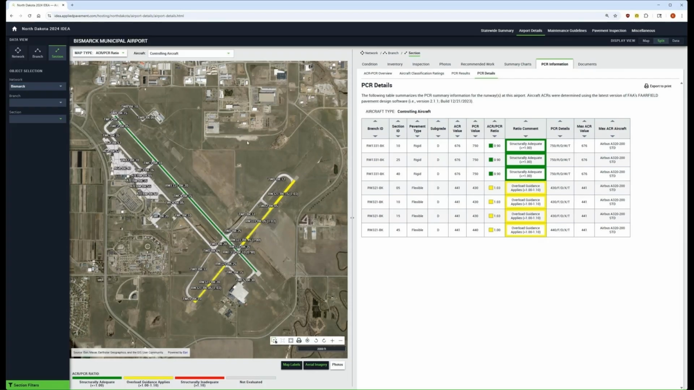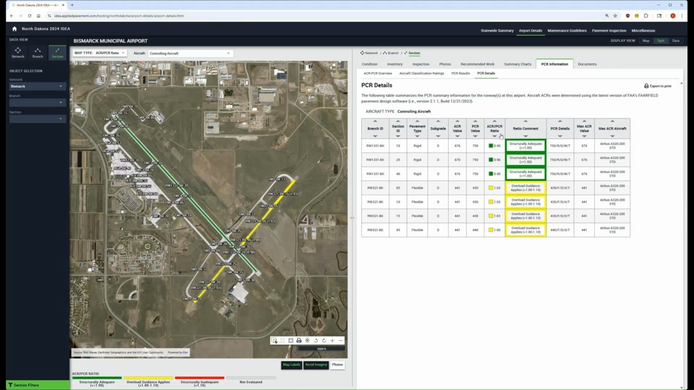We did perform PCR analyses of the runways at the commercial service airports that service larger than 12,500 pound aircraft, or were designed to service larger than 12,500 pound aircraft. At this airport, Bismarck, that means the 2 primary runways that were identified at the airport. What this is showing, according to the PCR results, is that roughly we look at an ACR-PCR ratio. PCR represents the pavement classification rating.